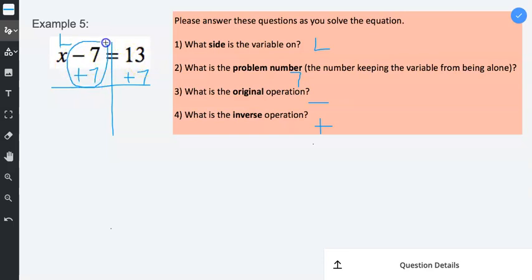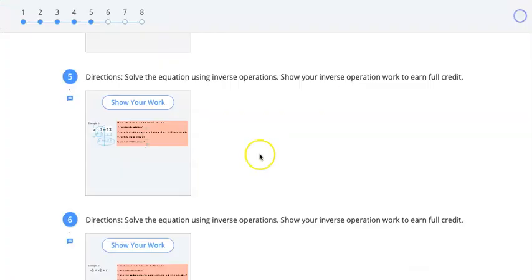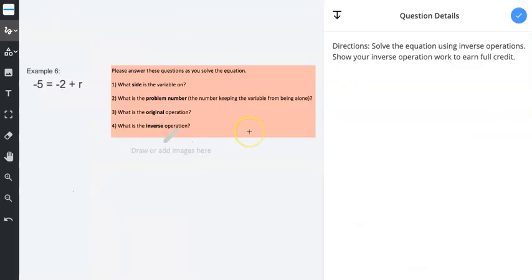-7 plus 7 is a zero pair. So I drew a 0 around it and then I crossed it out to show that the x is all that remains on the left side. 13 plus 7 gives us 20. So our final answer is x equals 20. Let's look at example 6.